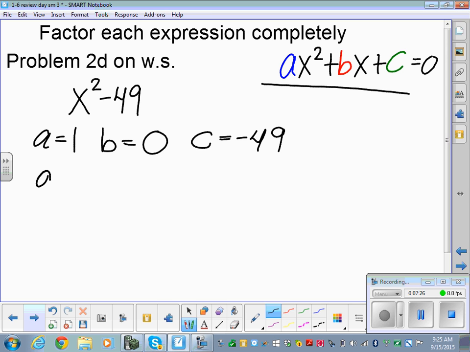Now we're doing what multiplies to be a times c. This is factoring, guys. What multiplies to be a times c and adds up to be b. That's what you've got to ask yourself. A times c is negative 49, right? 1 times negative 49 is negative 49. What is b? 0. Is everybody following me?